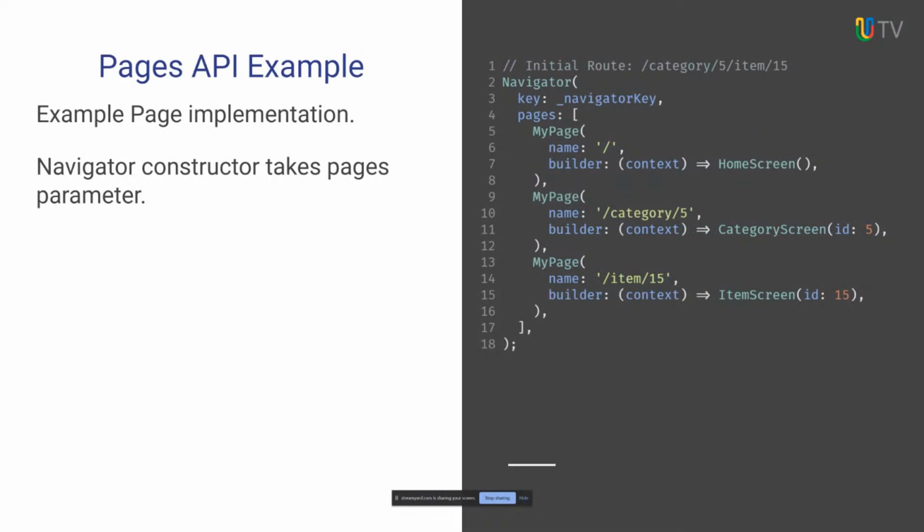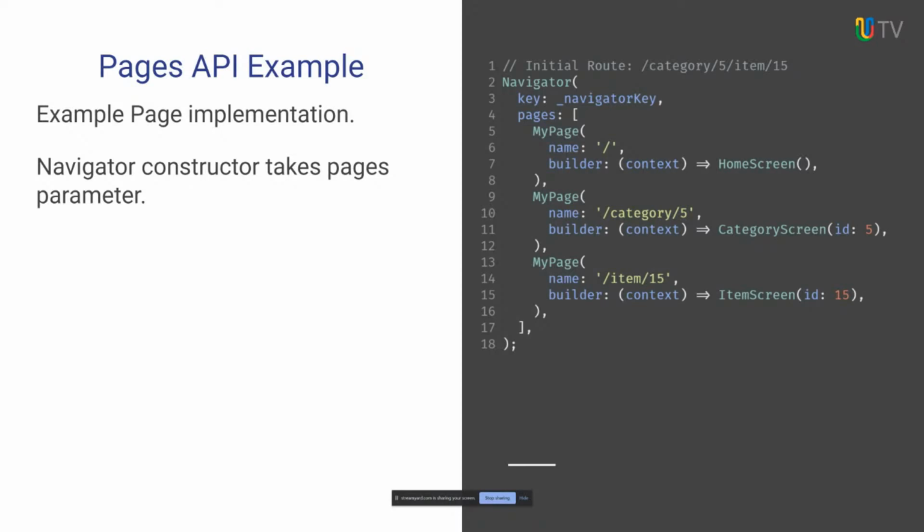So here's a good example of it in action. If our initial route is, let's say, /category/5/item/15, on the previous navigation system, if you set that initial route, it would try to create a route for category, a route for 5, a route for item, and a route for 15. And you had no real recourse to override it. And if you did, you were working around the API, which is not very nice.